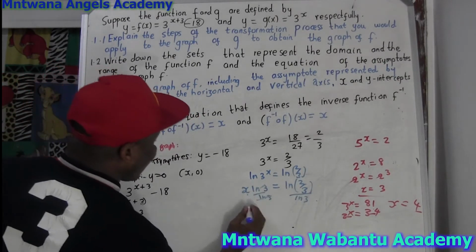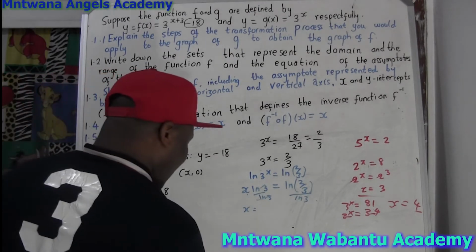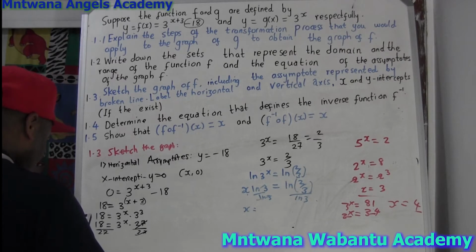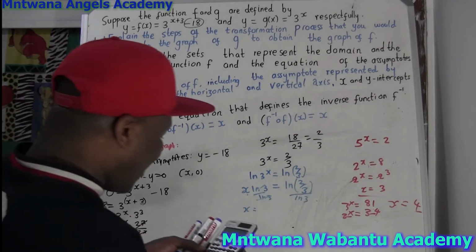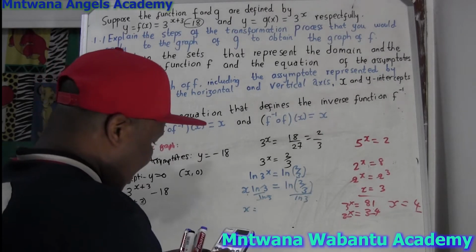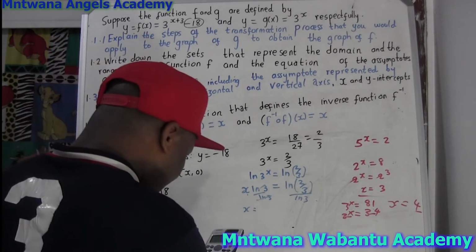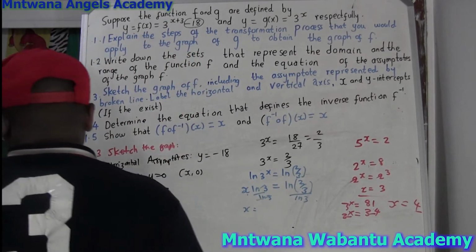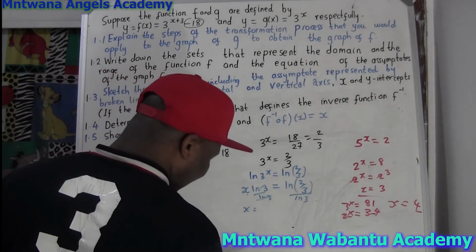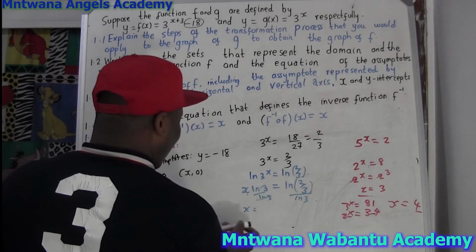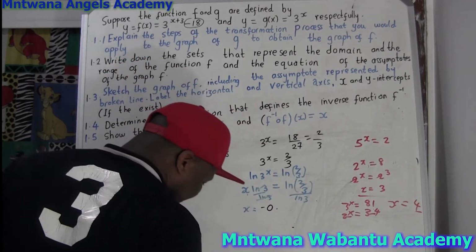So I'll check my calculator and get the value of x. Let's check the calculator. Some people call it ln, some people say lean. I don't know, it doesn't matter. ln of 2 over 3, and then divided by ln of 3. Okay, negative 0.369. So we get the value of x equal to negative 0.369.